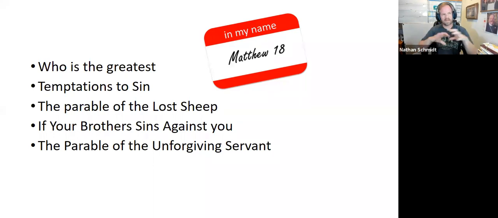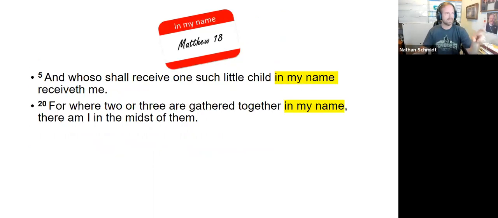So I was looking at the context of Matthew 18, trying to figure out where this word fits in. If we go to the next slide, the words "in my name" only show up twice in Matthew 18. And this is in the King James: whoever shall receive one such little child in my name receiveth me. And the other one is where two or three are gathered together in my name, there I am in the midst of them.